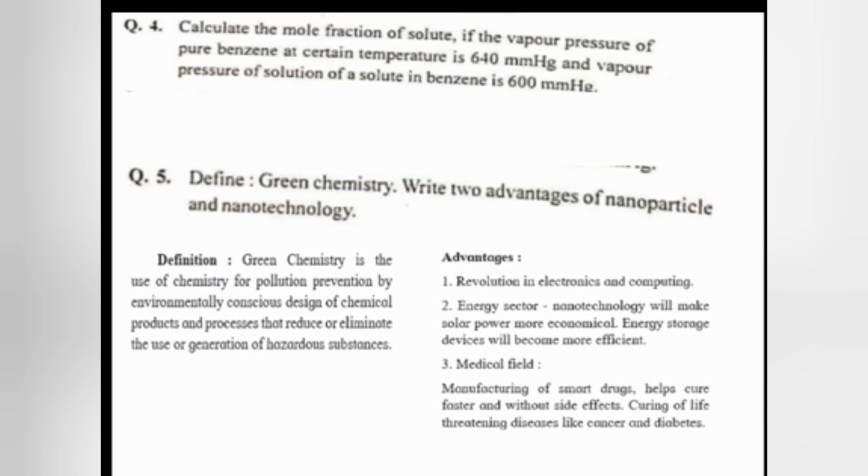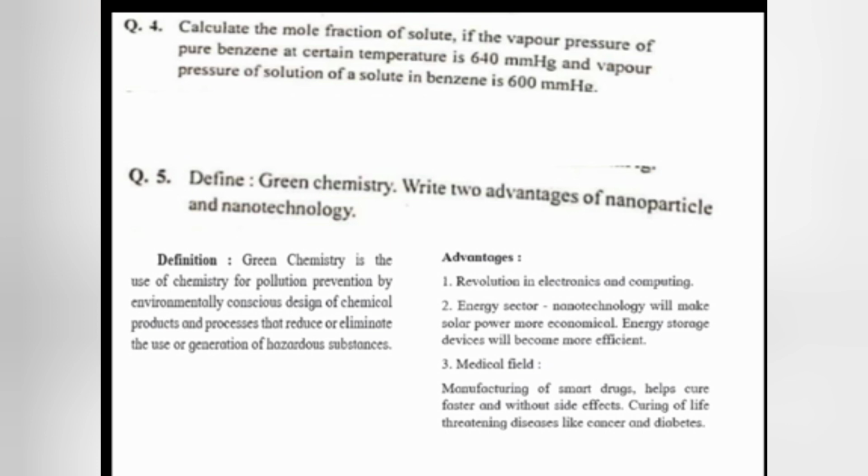The next one, this numerical is already solved in the book, so I have not taken it. Then question number 5, define green chemistry. Green chemistry is used for pollution prevention by environmentally conscious design of chemical products and processes, reducing or eliminating the use and generation of hazardous substances. Advantages, you have to write any 2 uses, because this is a very simple question.